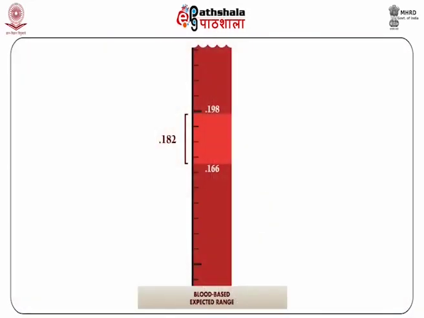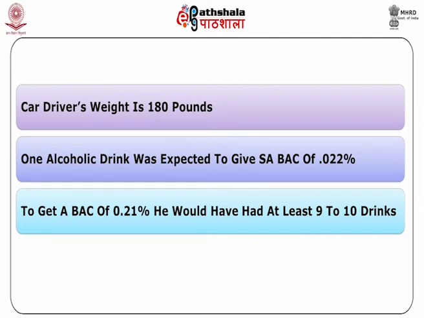Therefore, 0.07% alcohol dissipated from his blood needs to be added to 0.14%, the BAC found at the time of blood drawn, which results in a BAC of 0.21%. Based on the time of his last drink, his BAC can be calculated at various intervals, including his presence in the bar, as well as at the time of accident from his blood drawn. Since the car driver's weight is 180 pounds, one alcoholic drink was expected to give a BAC of 0.022%.